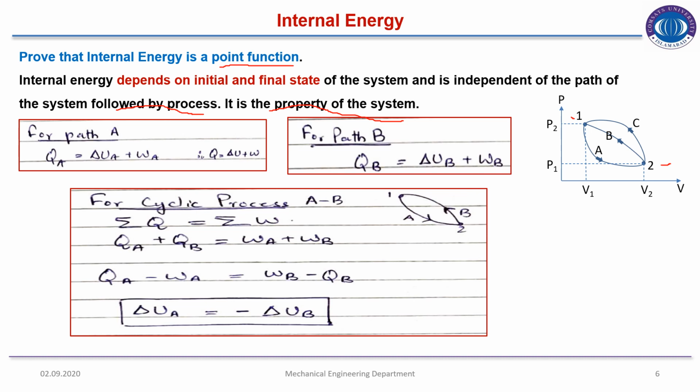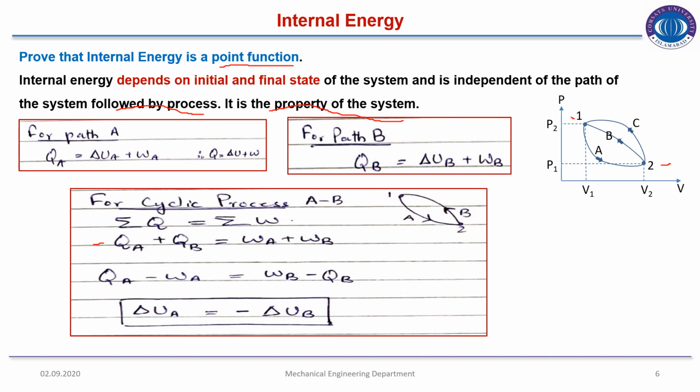If we assume that we merge both path A and B into a cyclic process A, B, then as it is a cyclic process, the change in internal energy will be 0. From the first law of thermodynamics, all heat supplied is equal to work done. So QA plus QB is equal to WA plus WB.